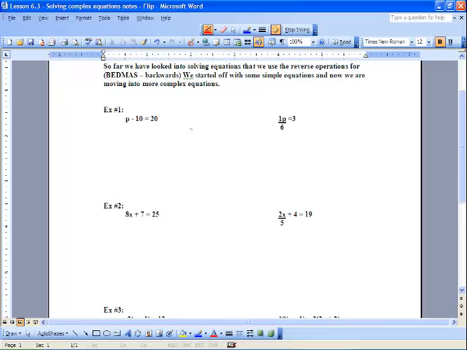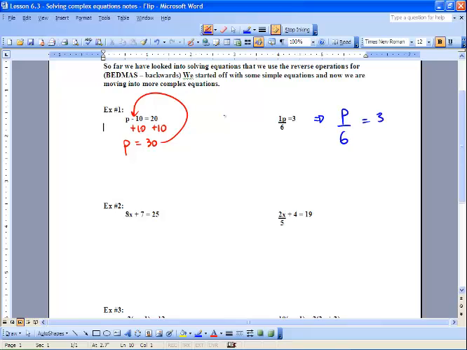Alright, so what we've got here is p minus 10 equals 20. Well, we're going to do the opposite of negative 10, which is positive 10, and we're going to do that to the other side as well. So we get p equals 30. Now if we put this back in, we get 30 minus 10 equals 20. Now we've got 1p over 6 equals 3. Well, that's just like saying p over 6, so we can rewrite it as p over 6 equals 3.